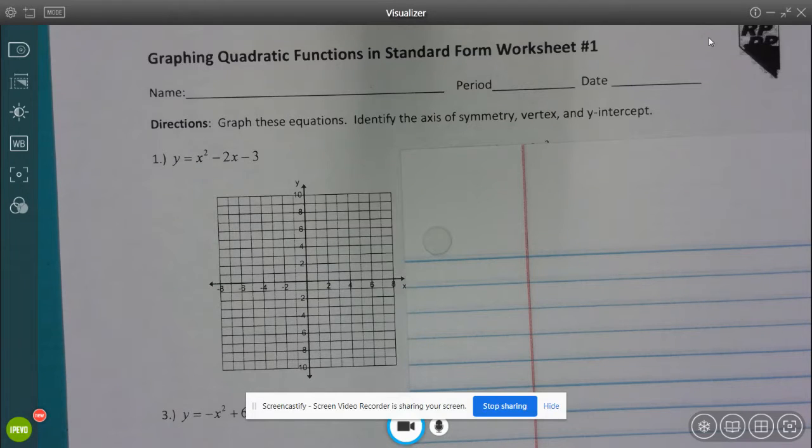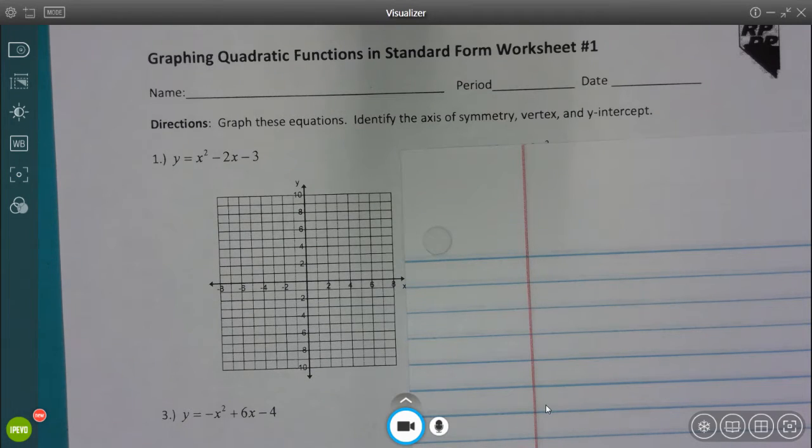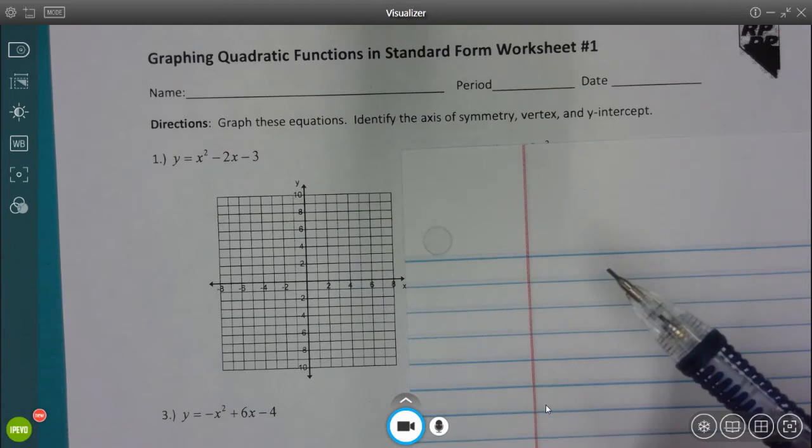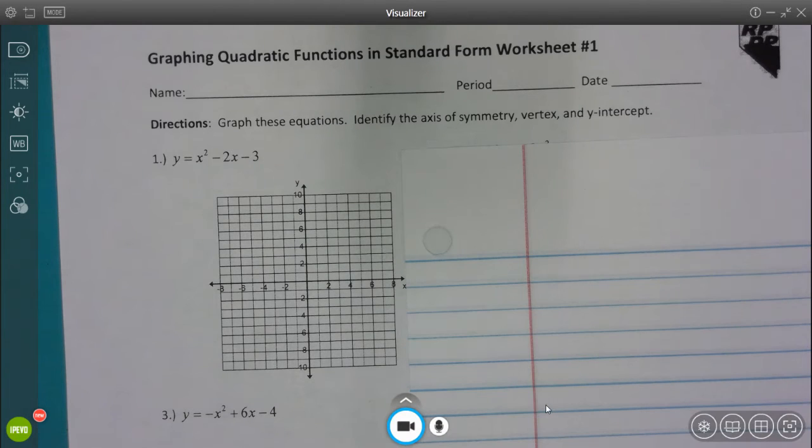So in this video, I'm going to go through a couple examples on graphing in standard form. So this first example, I have y equals x squared minus 2x minus 3.